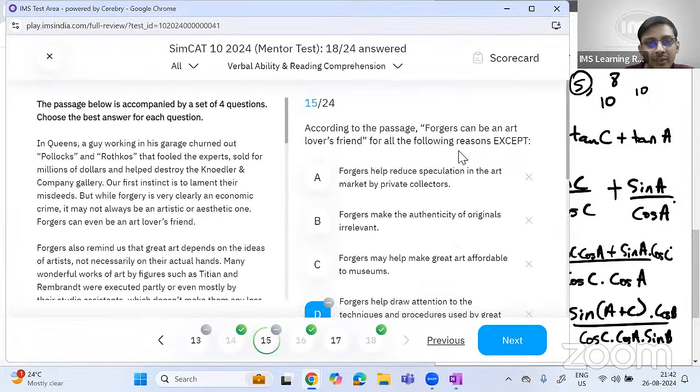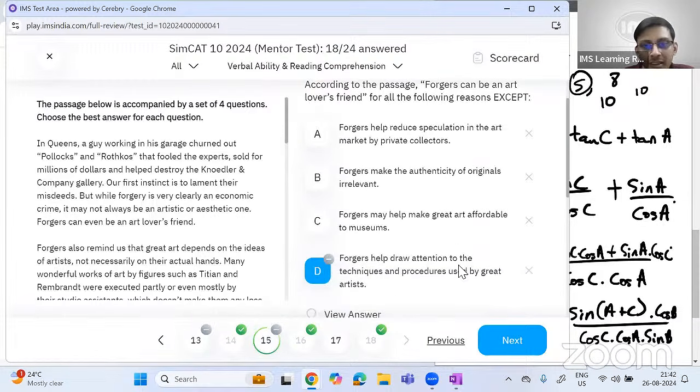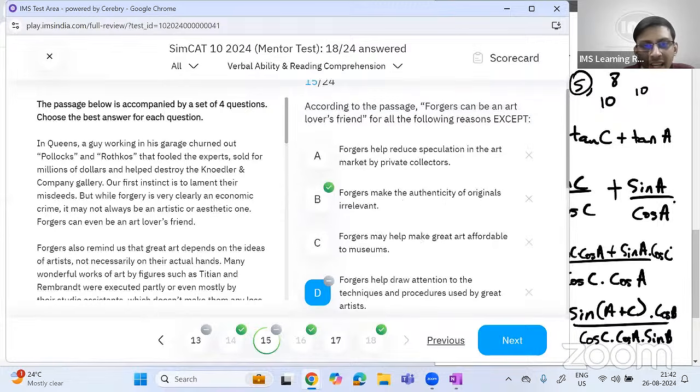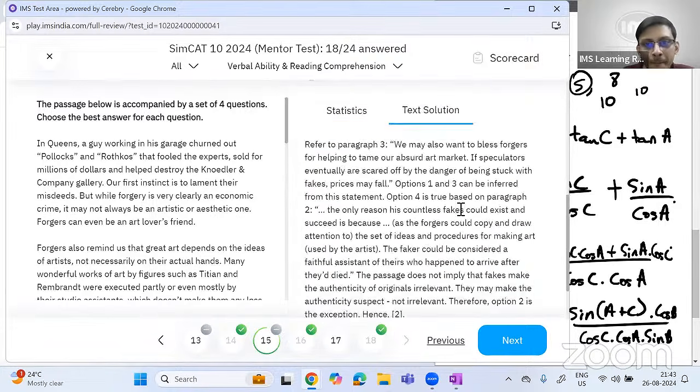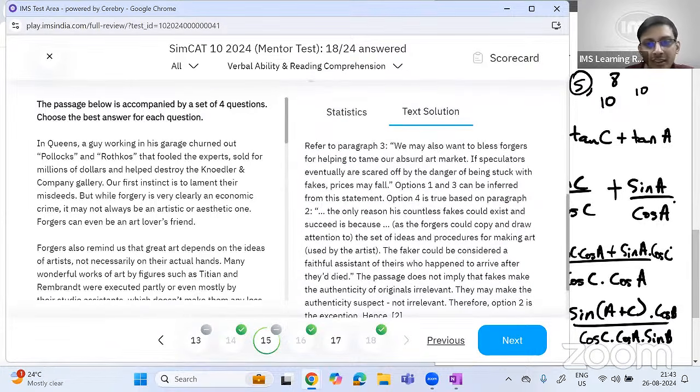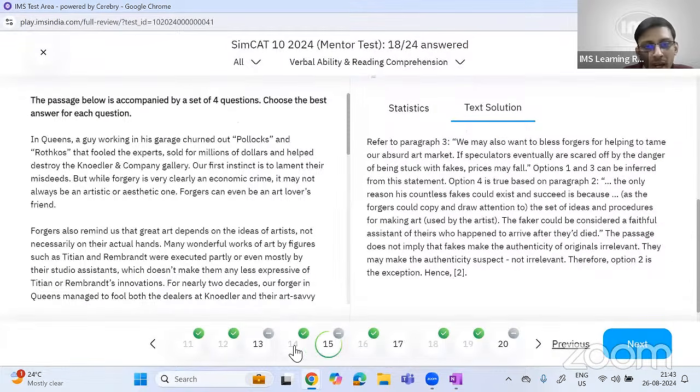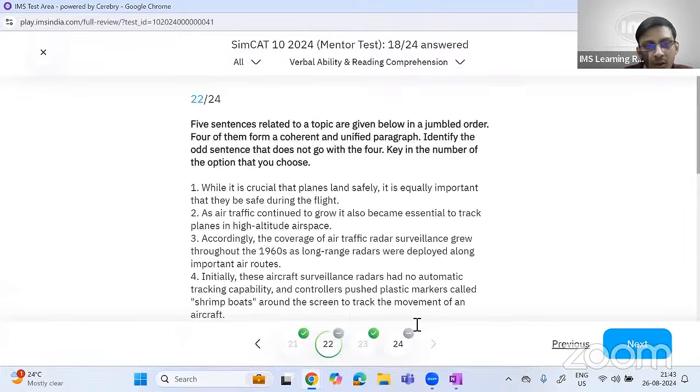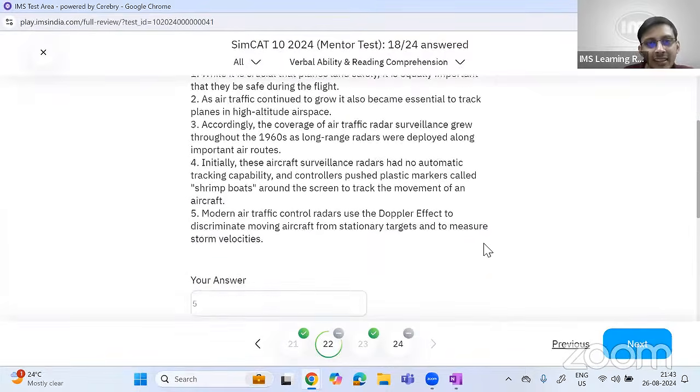If I look at the next one, okay, I had marked this one, and which one is actually correct? Make the authenticity irrelevant. Okay, I had eliminated this option. Again, I'll have to spend time with the solution. Yeah, I'll spend time with the solution tomorrow. What else? Okay, so I got two RCs wrong and I got two verbal wrong. Okay, pretty balanced, I can say.